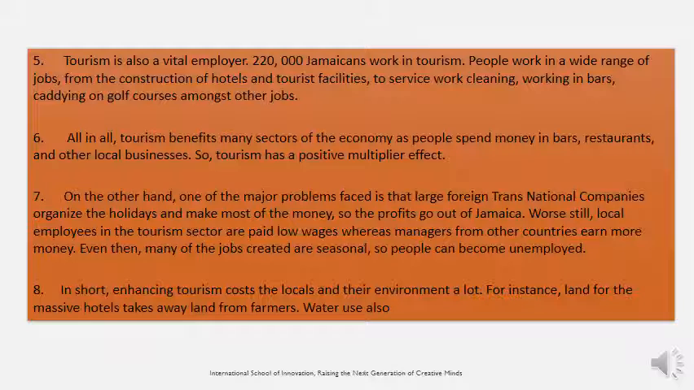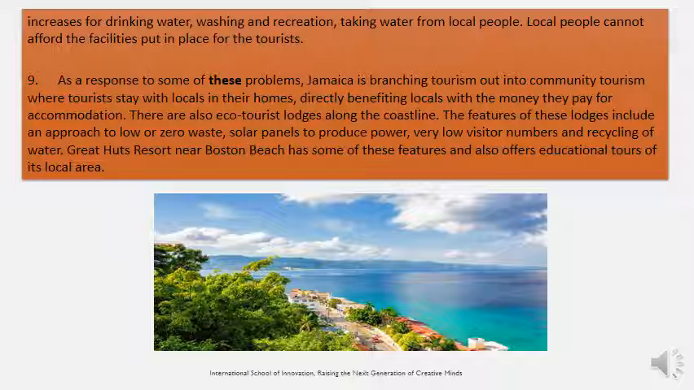So, this is also one of the negative effects of tourism, that the local people are gaining low wages, low salaries, while people from other countries are earning more money. In short, enhancing tourism costs the locals and their environment a lot. For instance, here's another negative effect. Land for the massive hotels takes away land from farmers. Water use also increases for drinking water, washing, and recreation, taking water from local people. Local people cannot afford the facilities put in place for the tourists. So, tourists are using the water in Jamaica, so the locals are facing problems in having enough water.